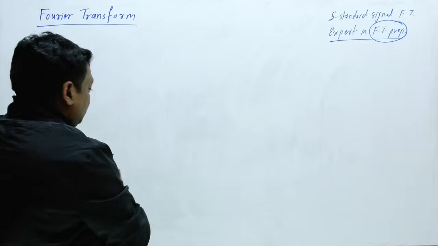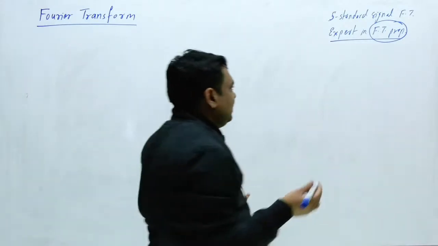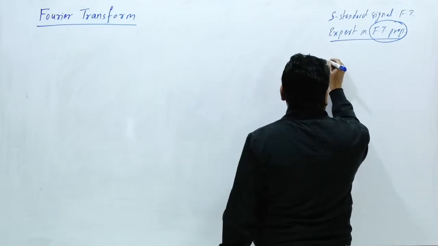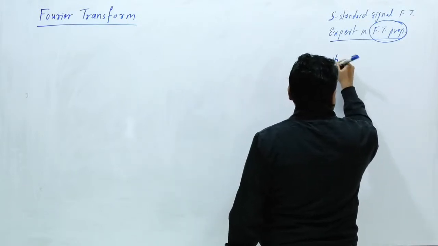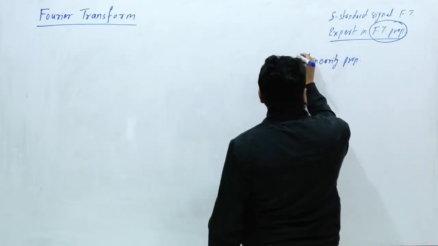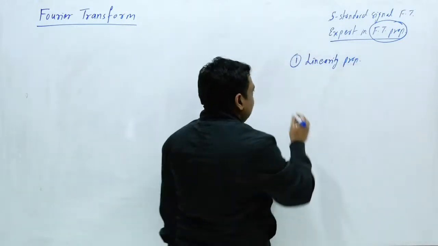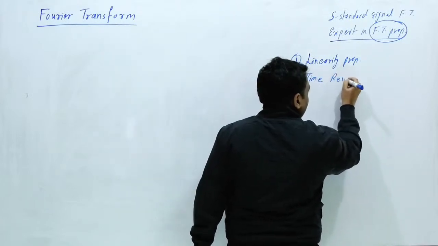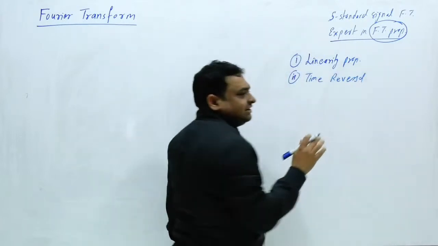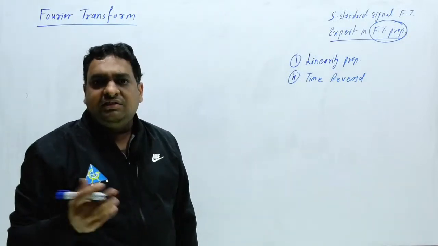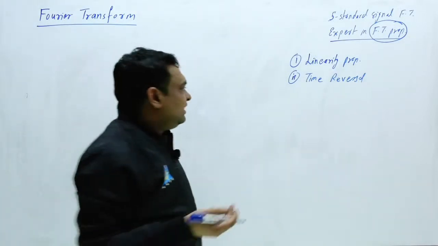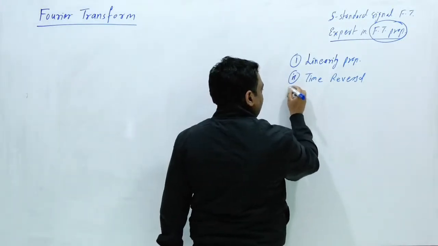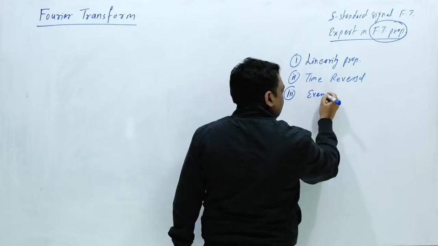In the last class some properties we have already seen. Again I am going to write them. Number 1, the linearity property. Second, time reversal, which you can also call frequency reversal; both are the same. Third property, even and odd.